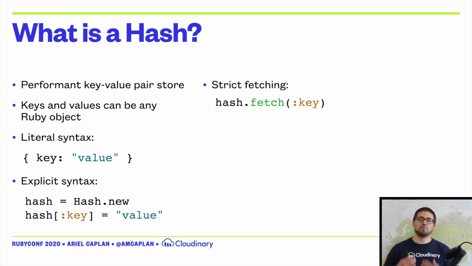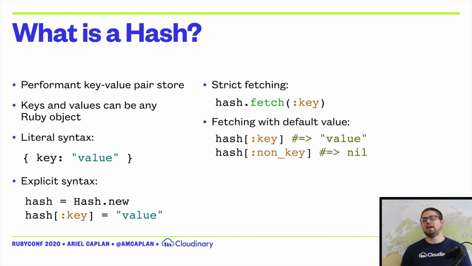Now, there are multiple ways to fetch out of a hash. So you can use hash.fetch, which is going to raise an error if that key is not part of your hash. That's a more strict version of fetching, but you can also have a more easygoing way of fetching. Now, some people think that this is just totally lenient, and the idea of square brackets is that if it's there, then I'll get the value. If not, then I'll just get nil. And that's actually not true.